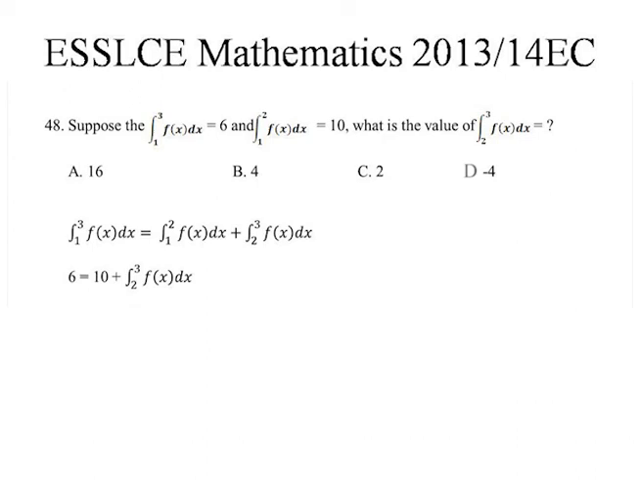So taking 10 to the other side of the equation, we find 6 minus 10 is equal to the integral of f of x dx, x ranging from 2 to 3. 6 minus 10 is negative 4, which is equal to the integral of f of x dx, x ranging from 2 to 3. So choice D is the correct answer.